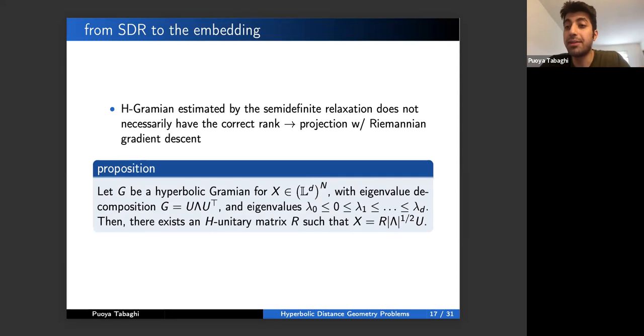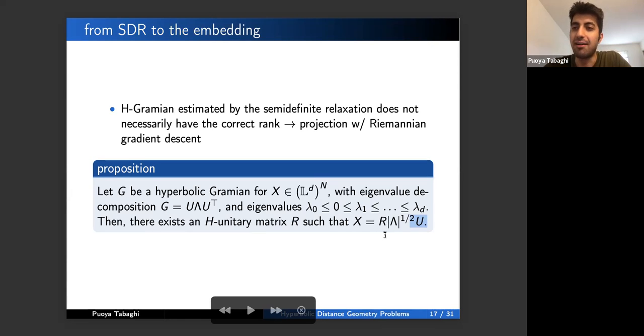How do we go about estimating these point positions at the end? It's really easy. A simple eigenvalue decomposition on the G would give you eigenvalues that are positive and negative. So you take the absolute value of that, the square root of them, multiply by the eigenvectors, and you have your point sets. But here R is not your average unitary matrix that you have for Euclidean spaces. This is, as you guessed, an H-unitary matrix because of the Lorentzian inner product business that we talked about. So there's this ambiguity. We don't know the exact location of X, but we know it up to an isometry.